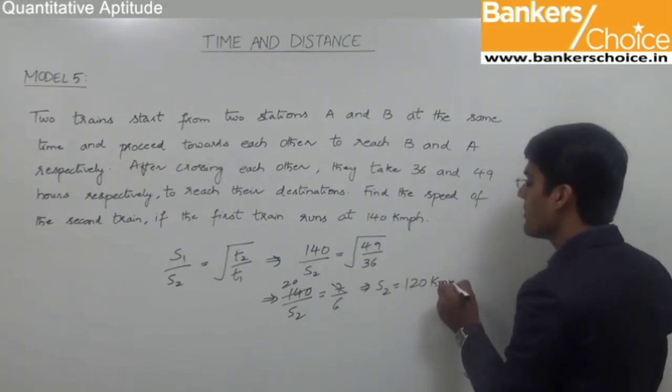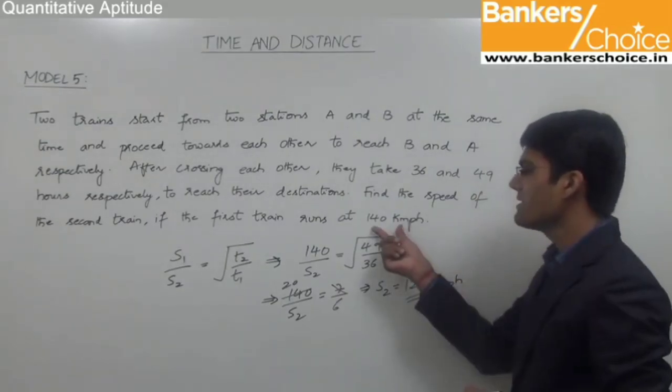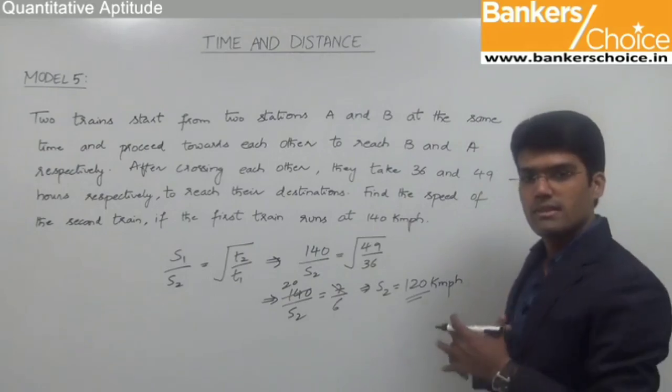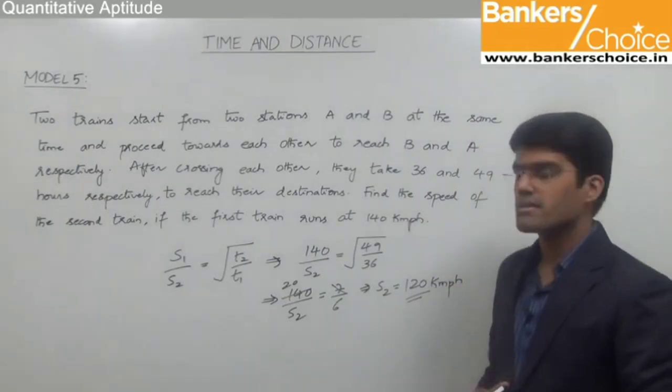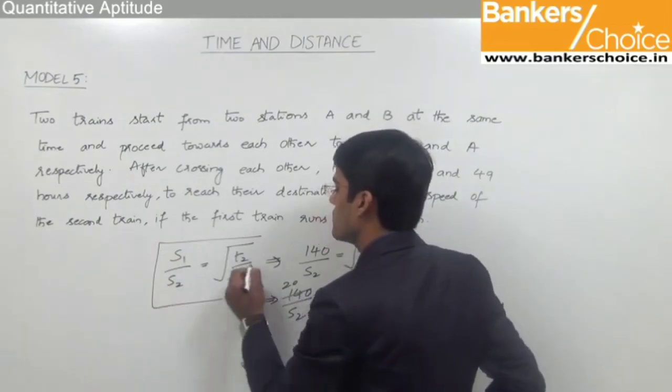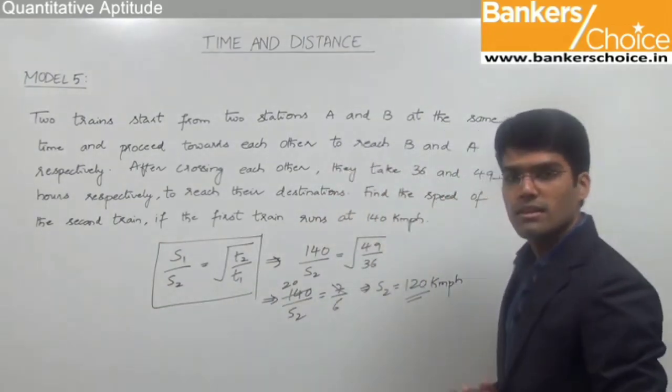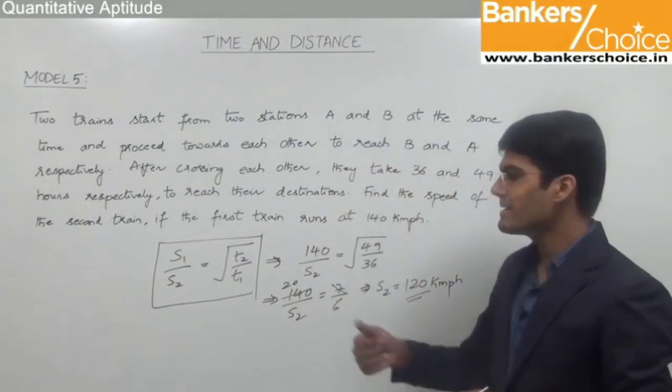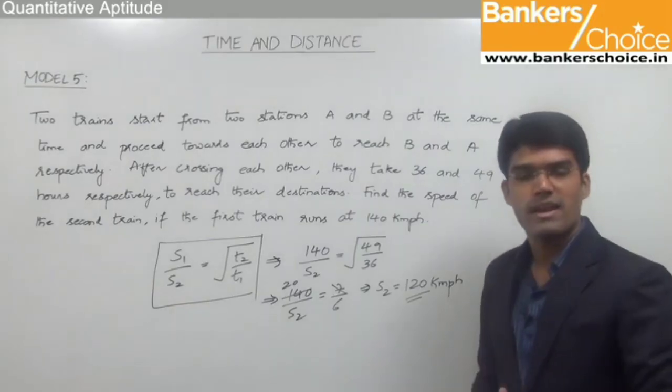and this should be in kilometers per hour because the speed of the first train is given in kilometers per hour. So this is how we can solve these types of questions simply with the help of the shortcut formula, that is s1 by s2 equals root over t2 by t1. So whenever a question is given in this format, simply use the formula and get the required answer.